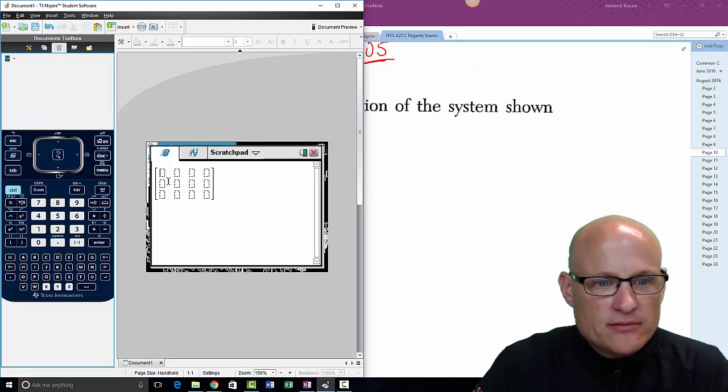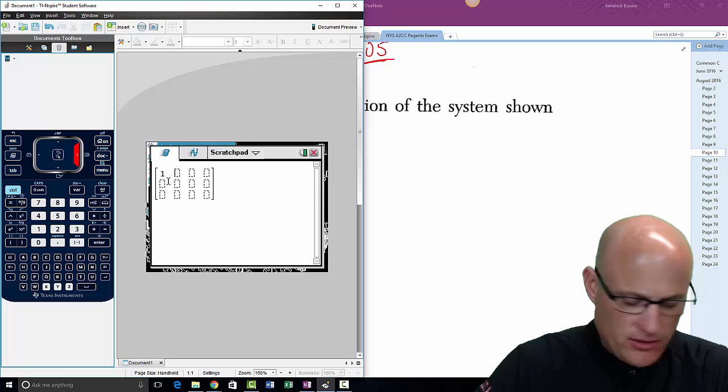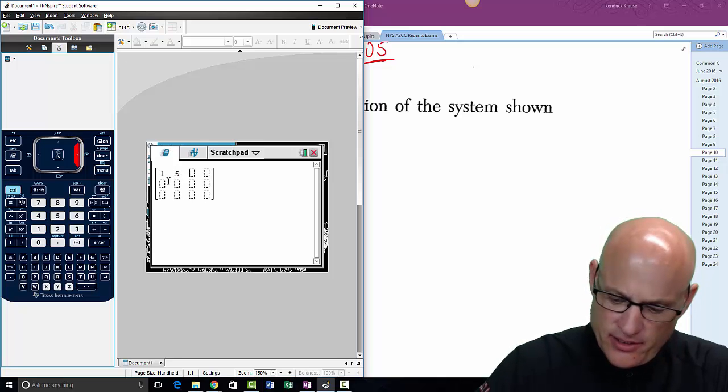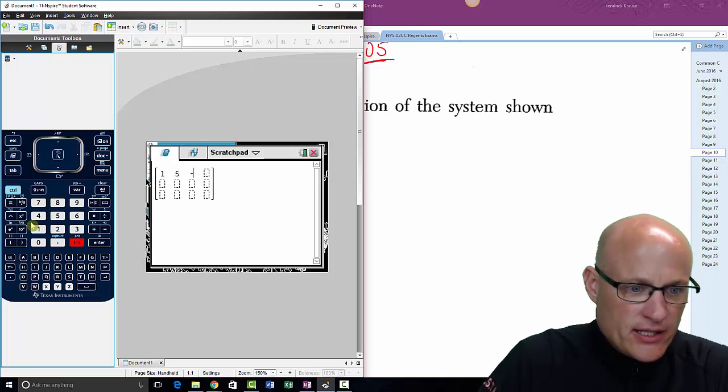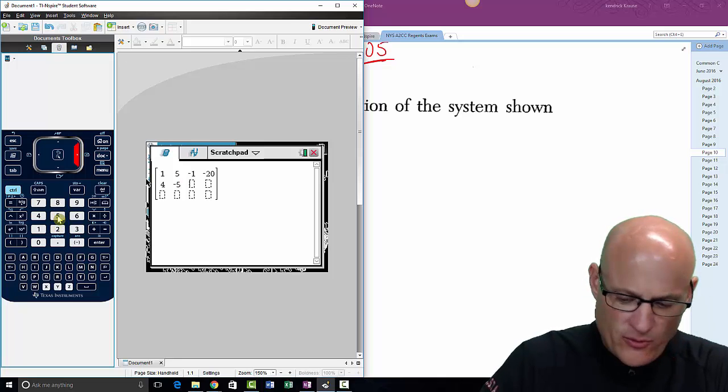And I'm going to put the numbers in. So I'm going to look down: 1, 5, -1, -20. So that was my first equation. Make sure all the letters are lined up. 4, -5, 4, 19.